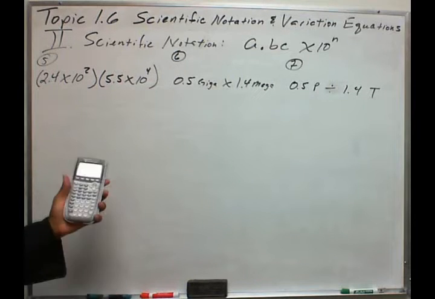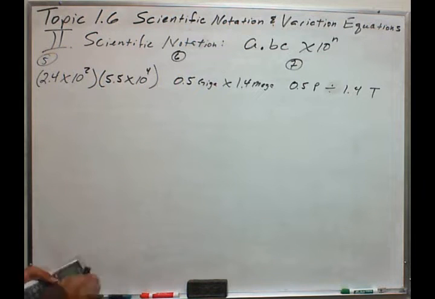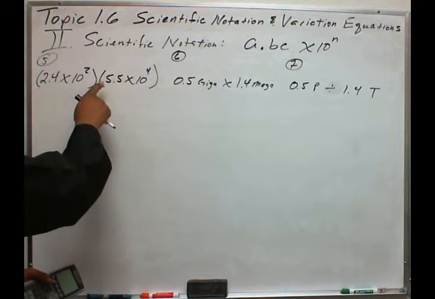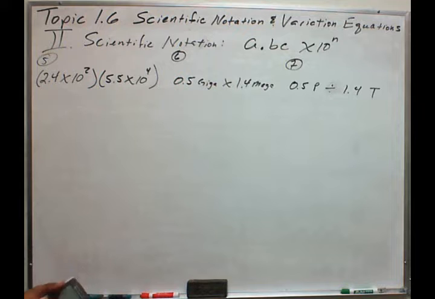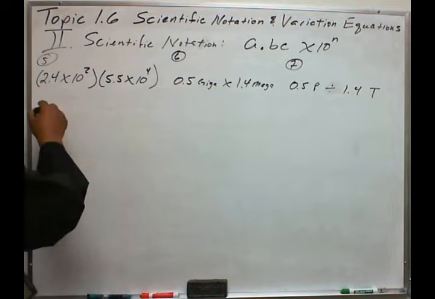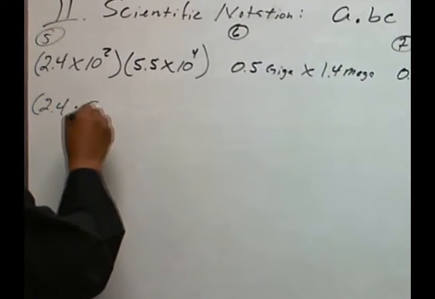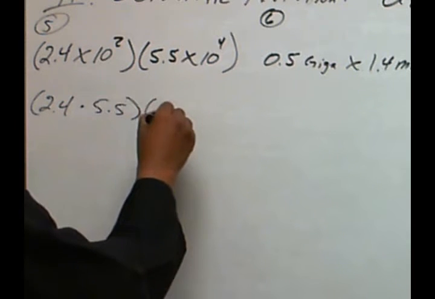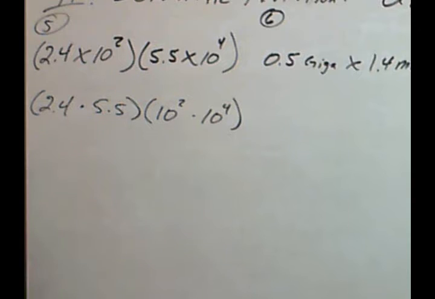Next, we want to do a few operations into scientific notation. We're multiplying 2.4 times 10 to the 2nd power times 5.5 times 10 to the 4th power. I'm going to rearrange this using the commutative property of multiplication. I'm going to put the 2.4 here next to the 5.5, multiply those, and then we'll move the 10 to the 2nd power next to the 10 to the 4th power.